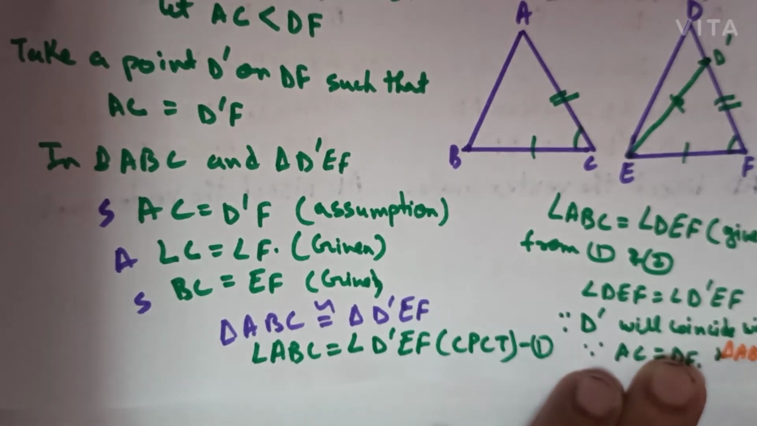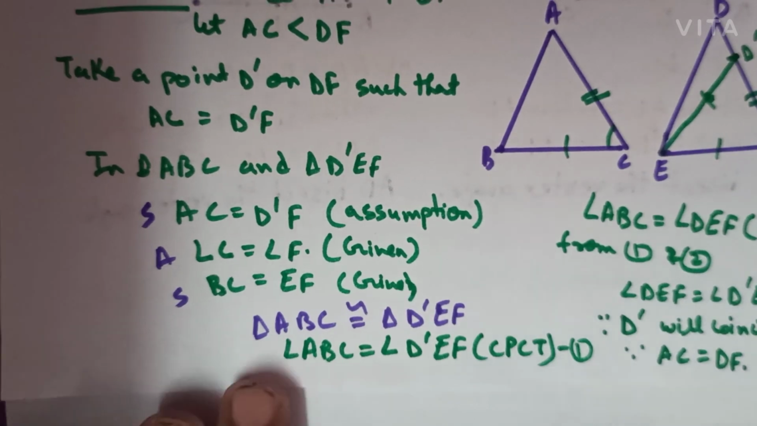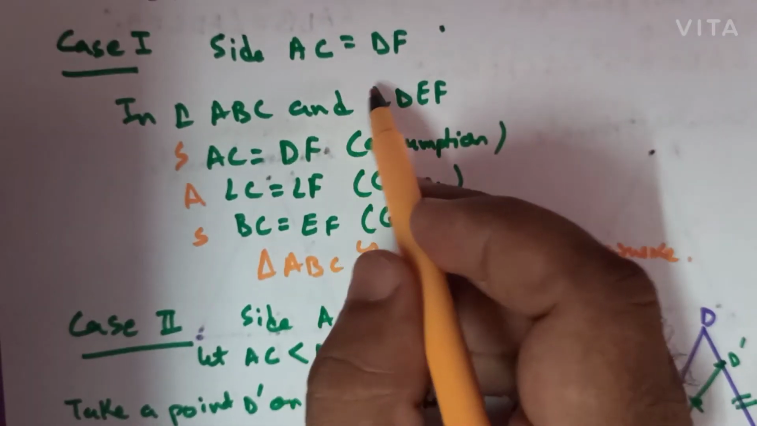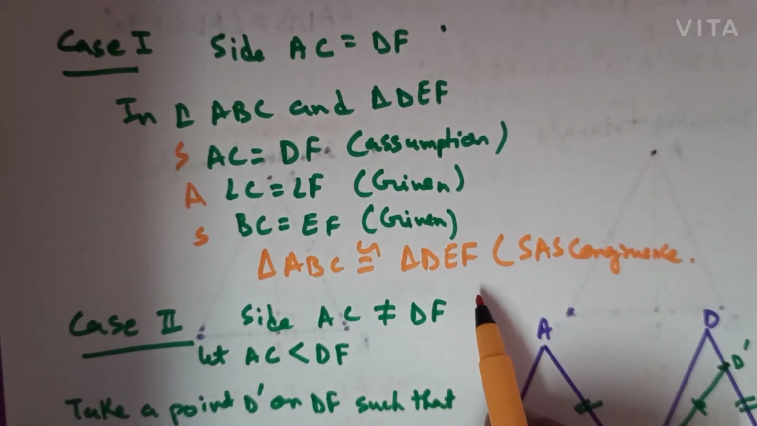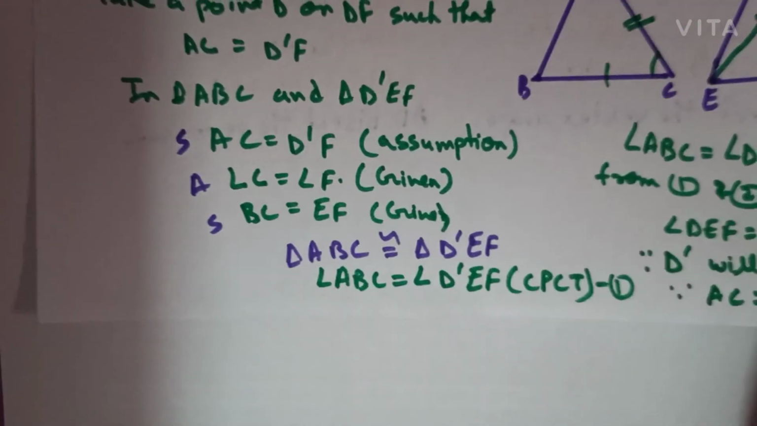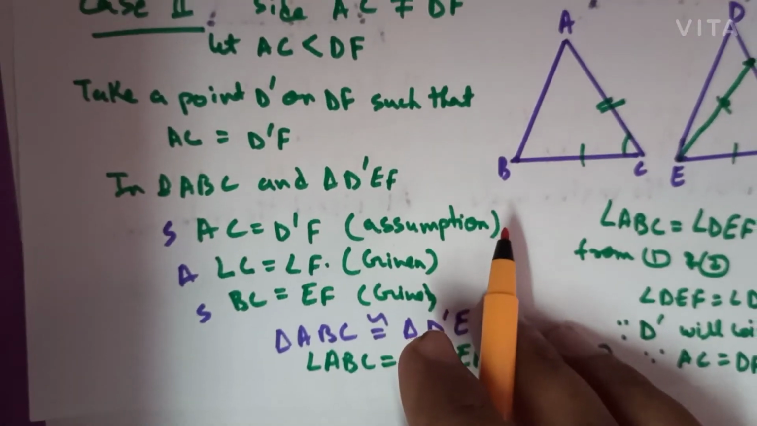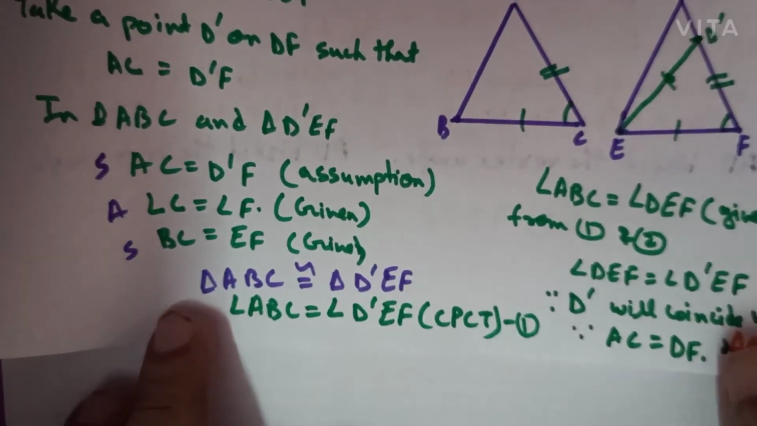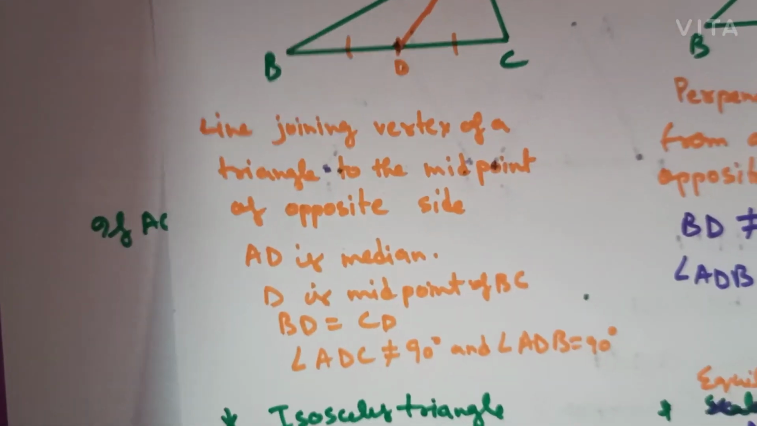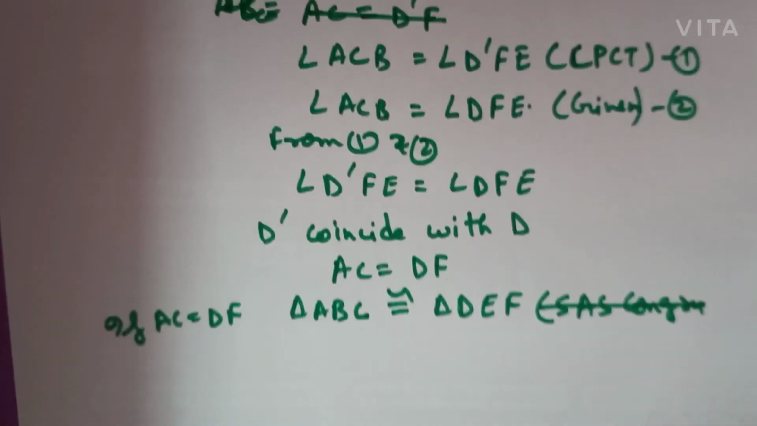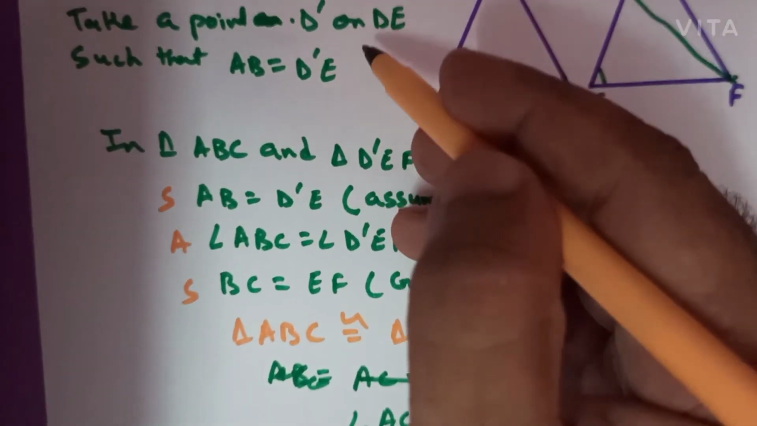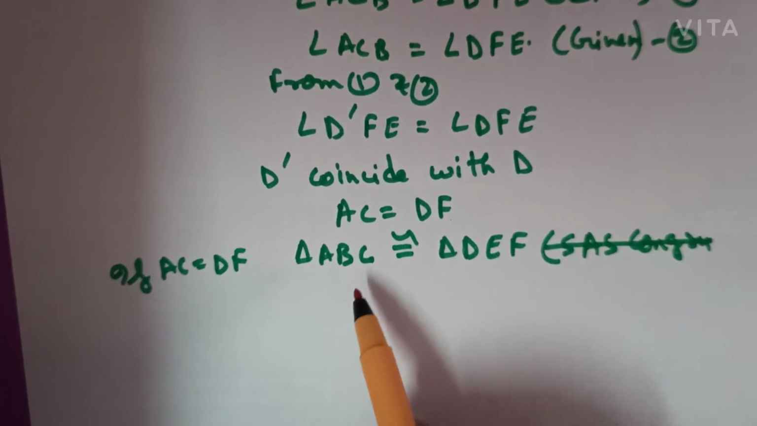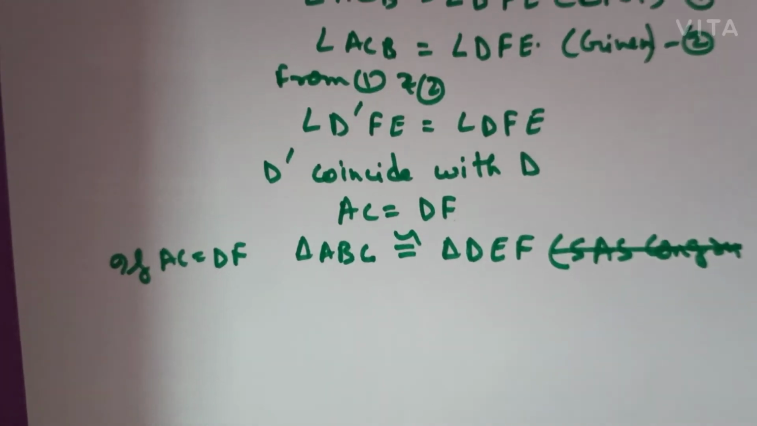So we have proved in all the three cases, whether side AC is equal to DF, then ABC and DEF are congruent, and if the side AC is not equal to DF, side AC is less than DF, then also triangle ABC is congruent with triangle DEF, and if the side AC is greater than DF, then also we have proved that triangle ABC is congruent with triangle DEF.